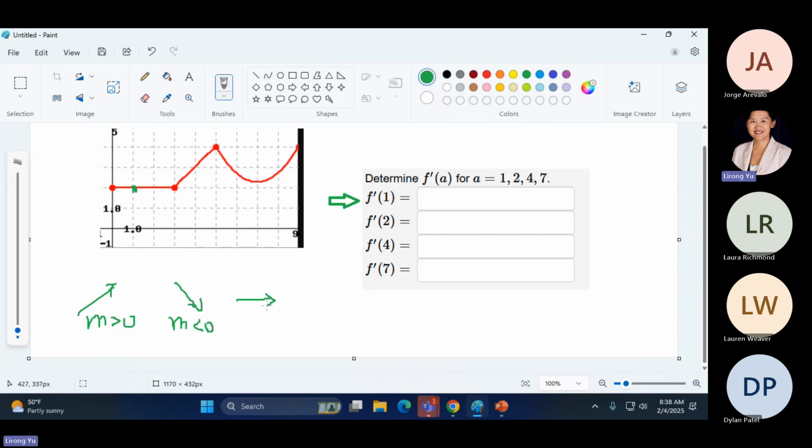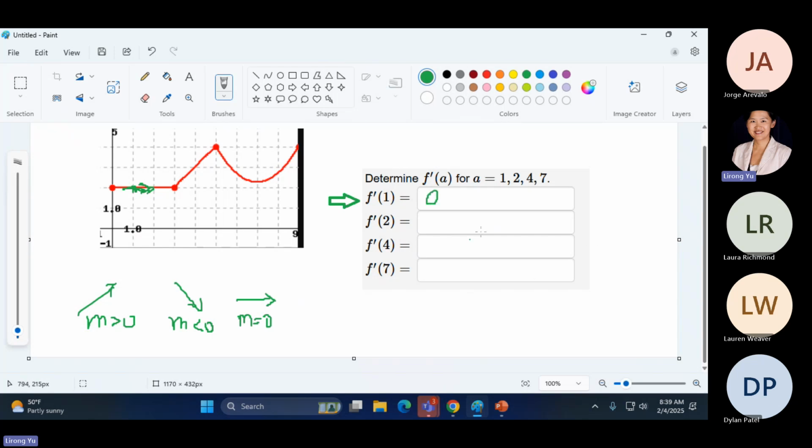And this is when you have a 0 slope. So from left to right, I do see a horizontal line. Therefore, the slope must be 0. Are we okay? So this is understanding the derivative as the slope of the tangent line. So we're going to answer 0 right there.